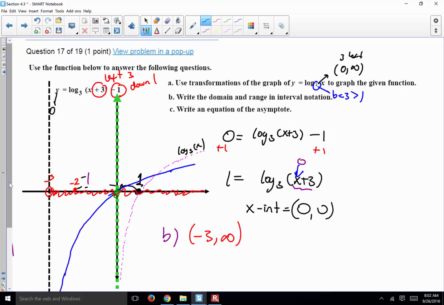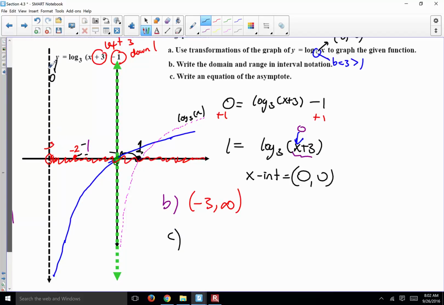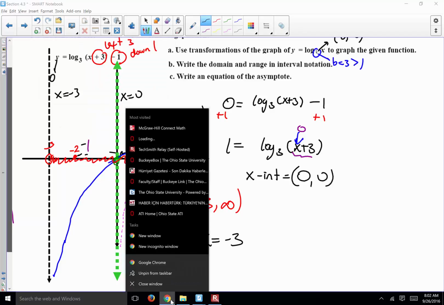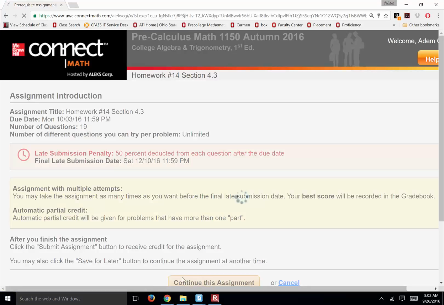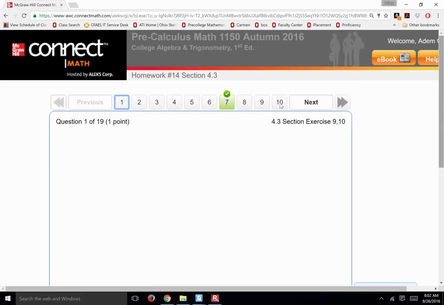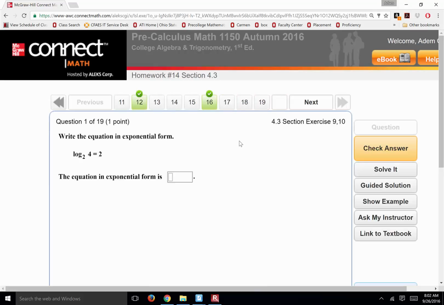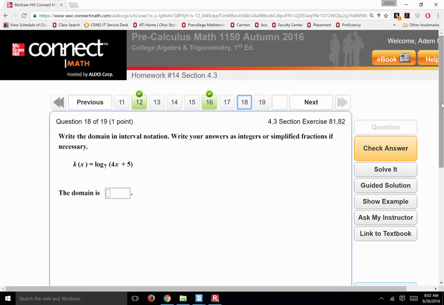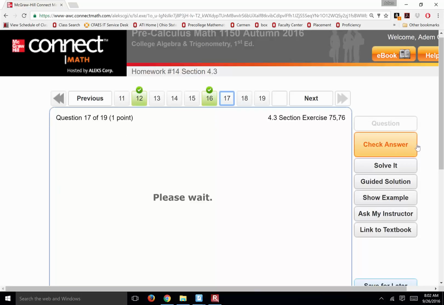Okay? And it says write the equation of the asymptote. The new asymptote is based on the old one. The green one is x equals 0. If I shift 3 left, it's x equals minus 3. Okay? Alright. So let's take a look at our homework. I think this was the last question before the final one. No, 17.